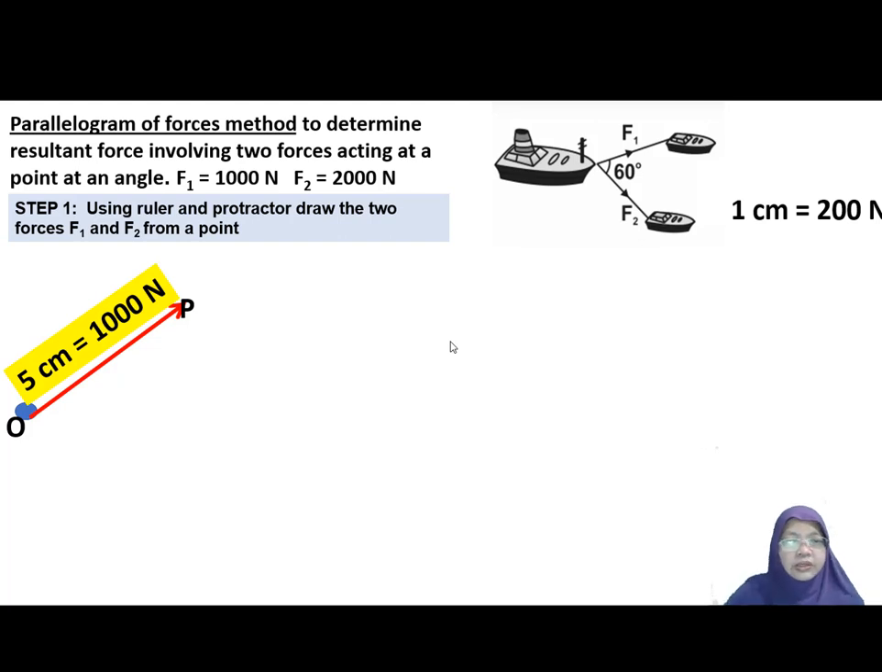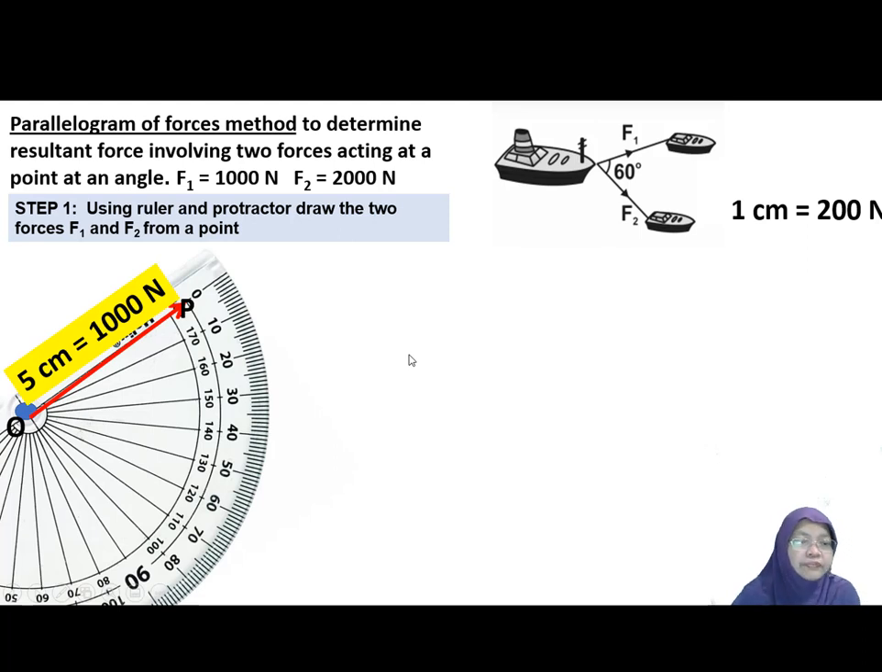Okay. Next, we have to add the second force, F2. So remember, this is the parallelogram method. We have to start with 0 here, the point 0. The angle between the two forces is 60 degrees, so you have to use a protractor to measure 60 degrees. So I use a protractor here. Okay, so measure 60 degrees.